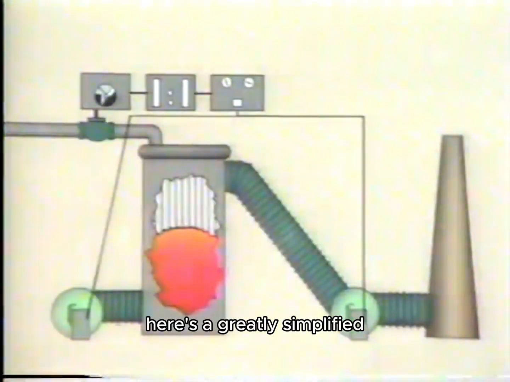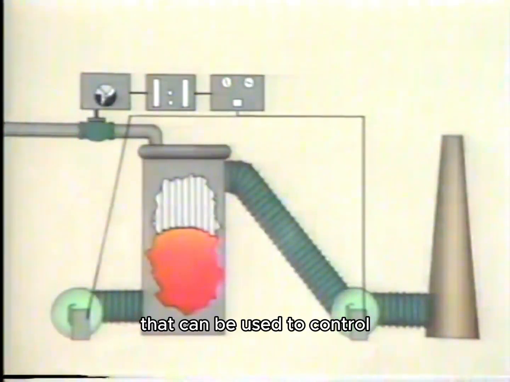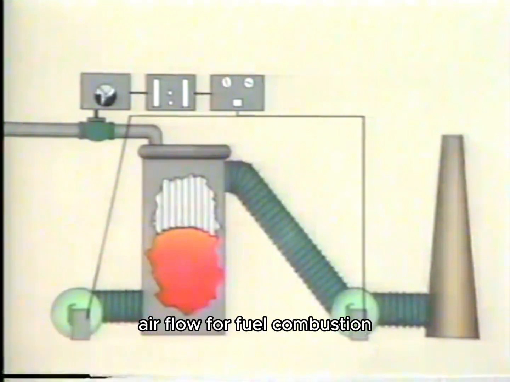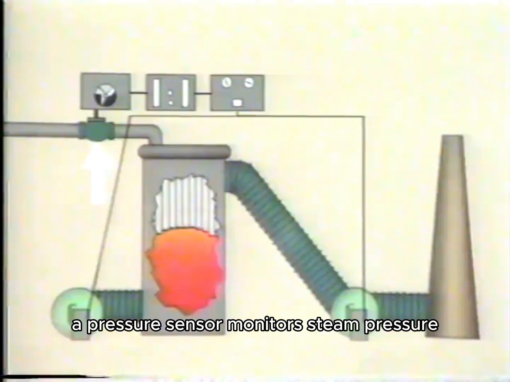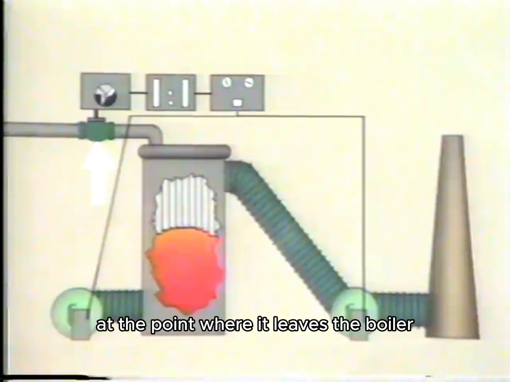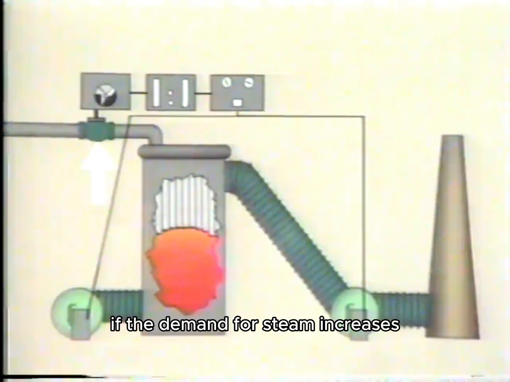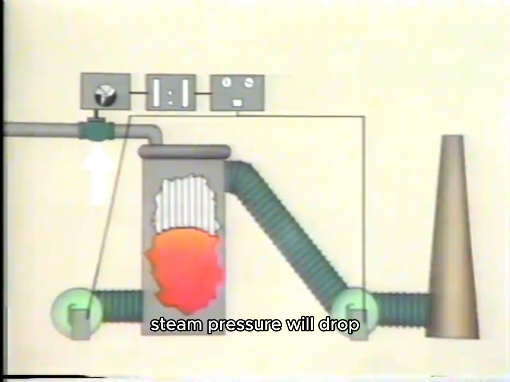Here's a greatly simplified illustration of the kind of control loop that can be used to control airflow for fuel combustion. A pressure sensor monitors steam pressure at the point where it leaves the boiler. If the demand for steam increases, steam pressure will drop.